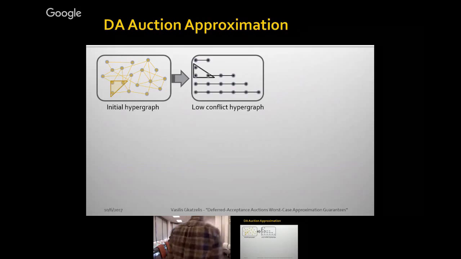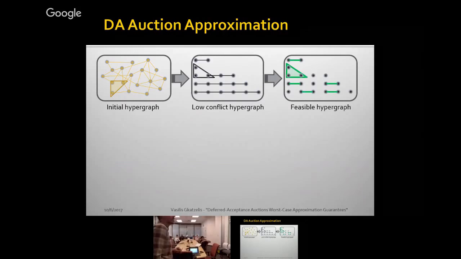How you actually implement this as a scoring function that is valid in the deferred acceptance auction framework is not obvious. And then once you have that, it's a path. Remember I told you that then you can do something with value divided by conflicts. Once you're here, that's easy. Once you've done this, you can actually get a feasible hypergraph without losing much more.